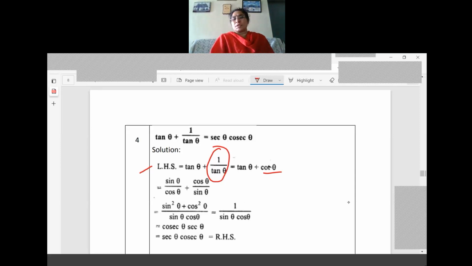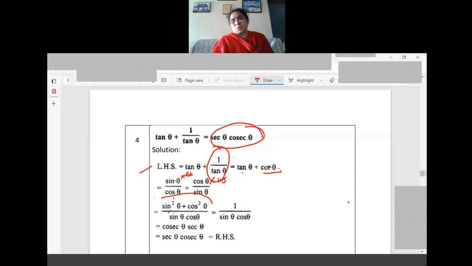So tan and cot it is coming. Just to change in terms of sine and cos here. So sine theta by cos theta plus cos theta by sine theta. Now if we keep like this, we will not get the RHS sec and cosec. Right? So what we should do, take the LCM. LCM we have taken. So sine square theta will be there because it is only cos here. It should be multiplied with the sine, and it should be multiplied with the cos. So sine square theta plus cos square theta divided by sine theta and cos theta.